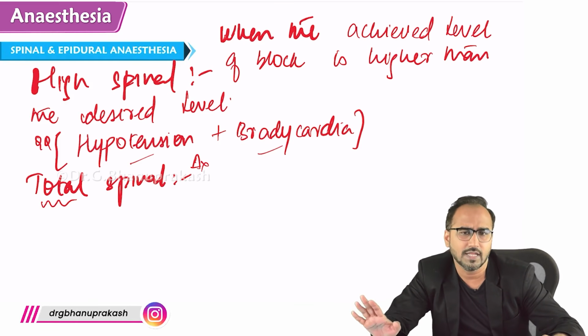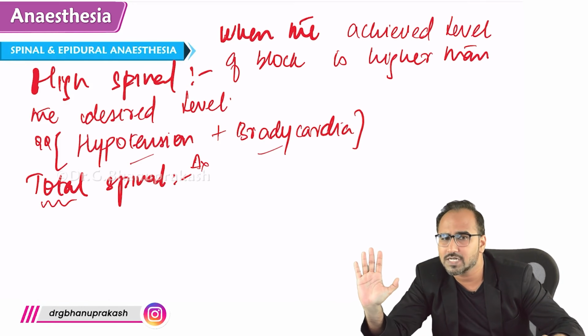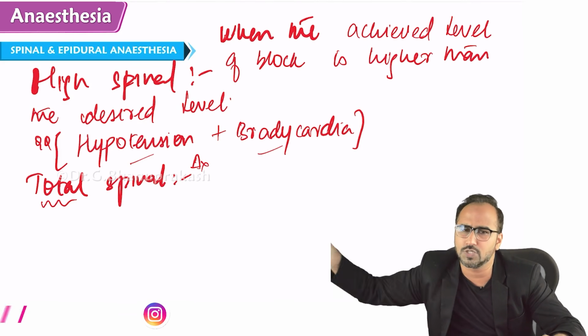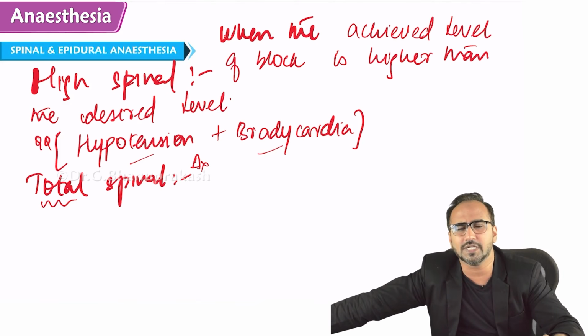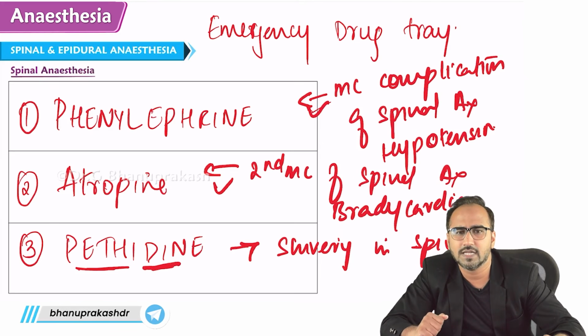So my senior told me, Dr. Khan, don't panic. Why? Because he showed me, you're having an emergency drug tray, no? So why are you panicking? I told, sir, the patient is having hypo, brady, arrest. Use the first and second drug in the emergency drug tray for hypo and brady management. What is the first and second drug? Phenylephrine and atropine, for hypo and brady.